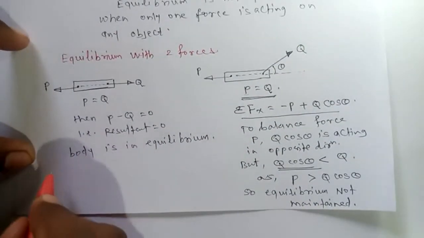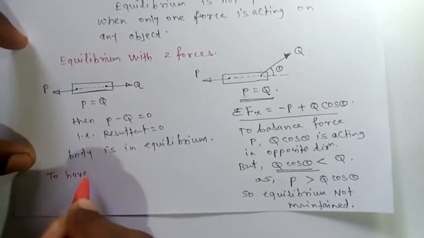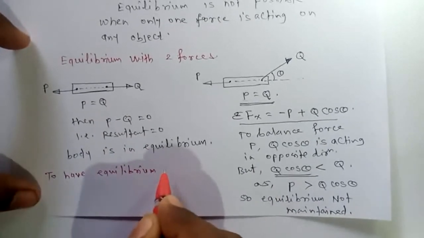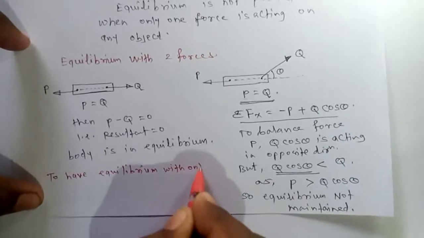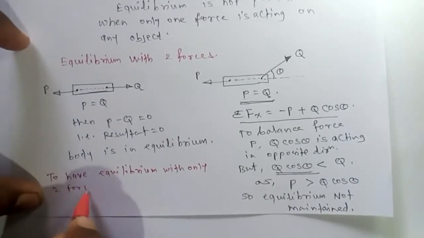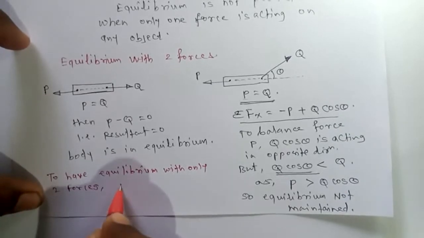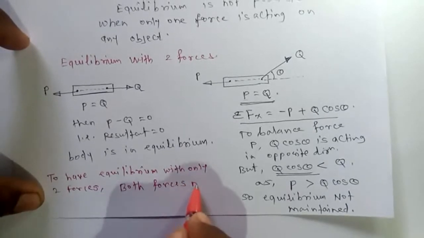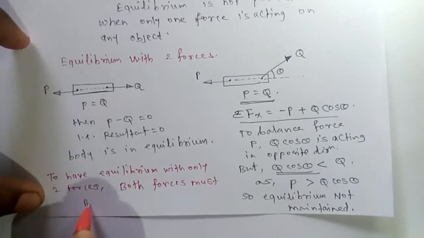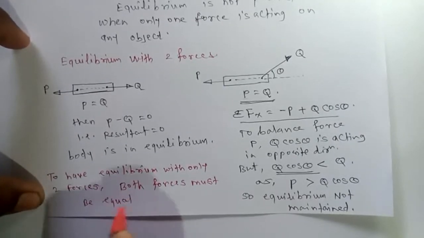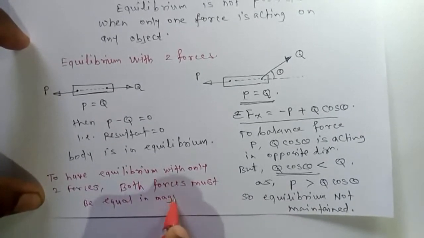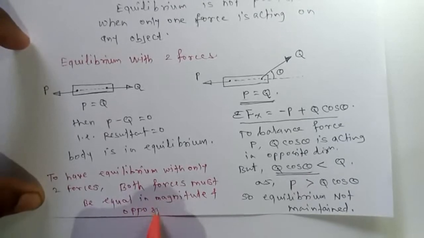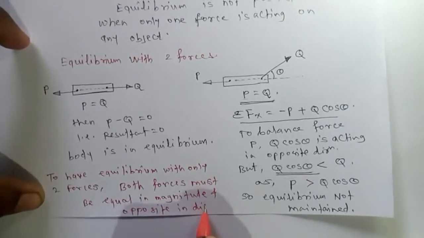So here we can say that to have equilibrium with only two forces, both forces must be equal in magnitude and opposite in direction.